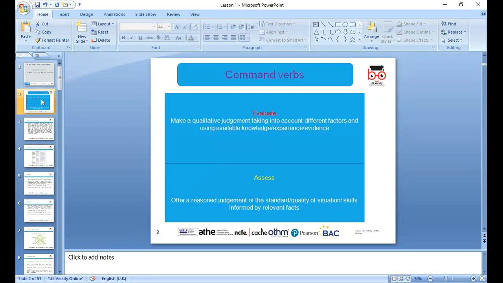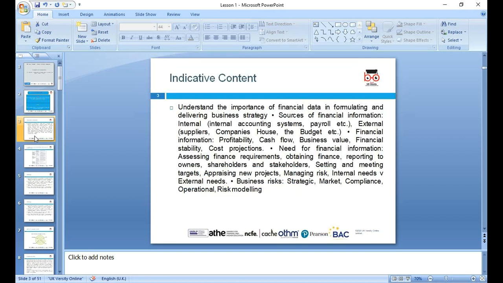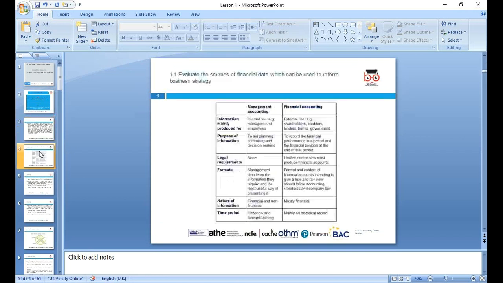So the key command word we have today is evaluate: make a qualitative judgment and assess, offer reasoning and judgment of the standard and the quality of the situation and the skill of relevant facts we're discussing. So we're hitting these criteria. So that's our indicative content.